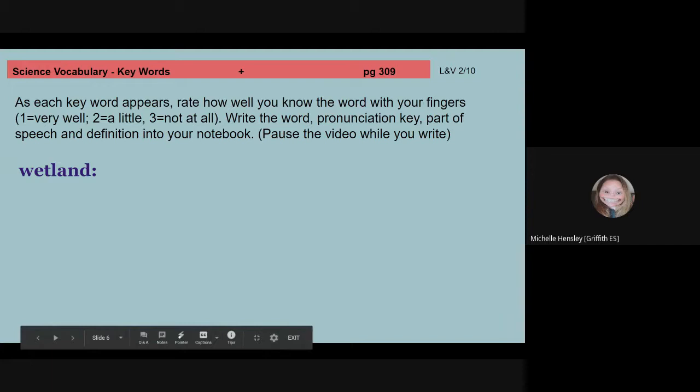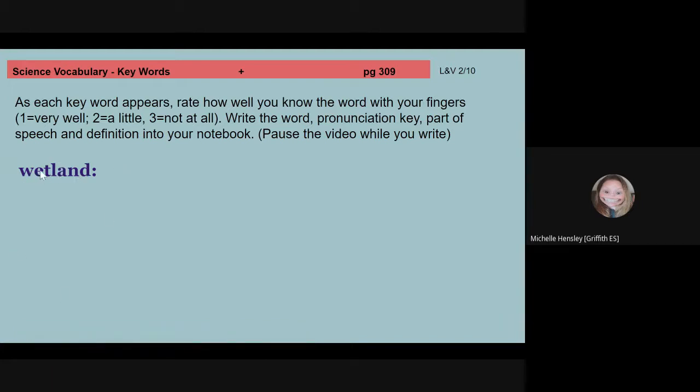Wetland. Oh my goodness, Miss Hensley's brain is really fried on this Friday.